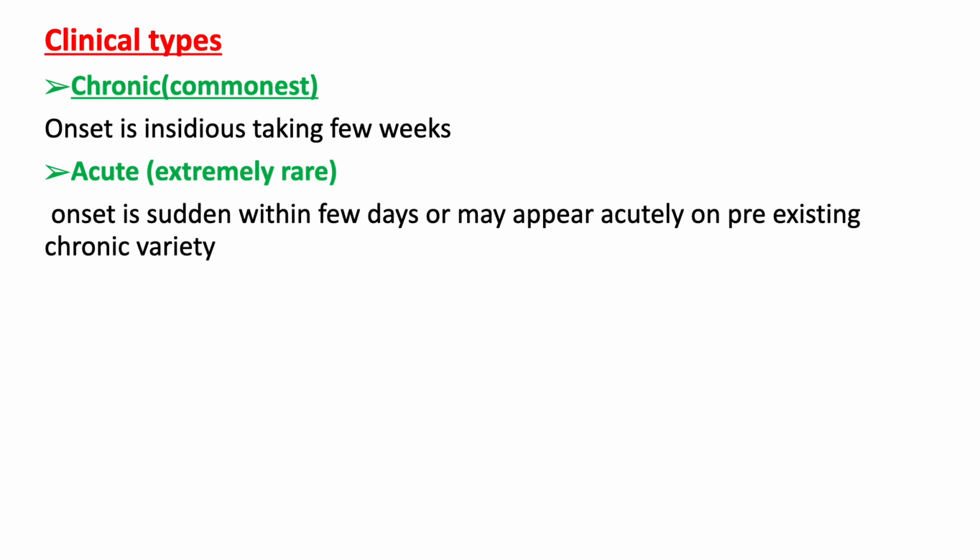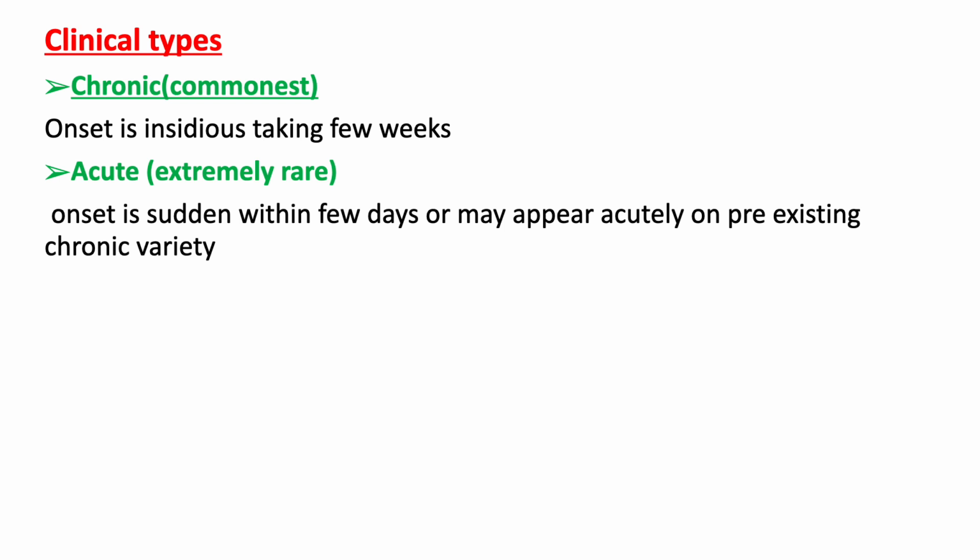Moving on to the clinical types, we'll see what are the types of polyhydramnios. It is divided into two types, chronic and acute. Chronic is said to be one of the commonest types and acute is said to be extremely rare. In chronic, the onset is insidious, taking a few weeks. So of course you know what is chronic, it's gradual. Whereas in acute, the onset is sudden within a few days, or it may appear acutely on a pre-existing chronic variety also.